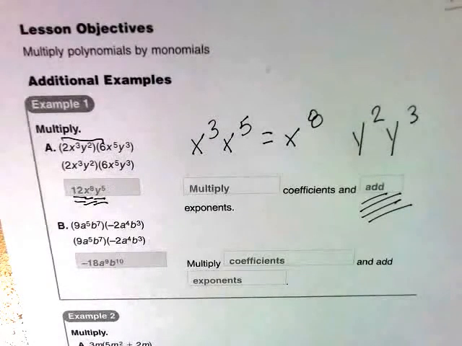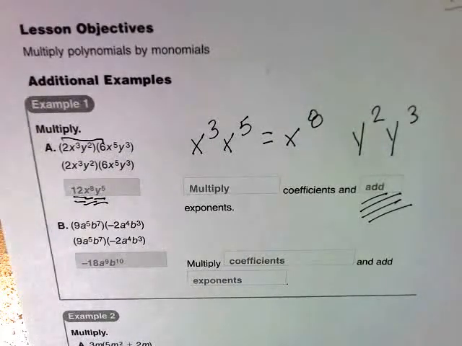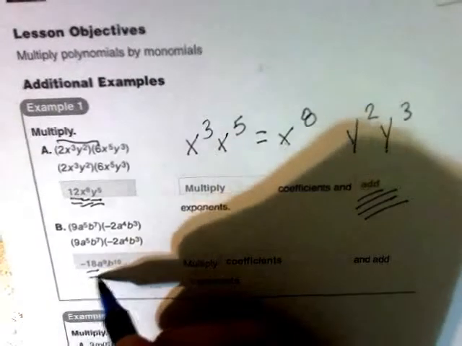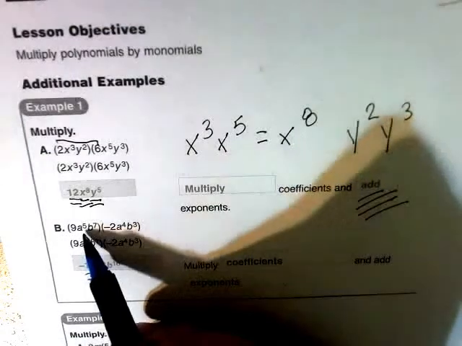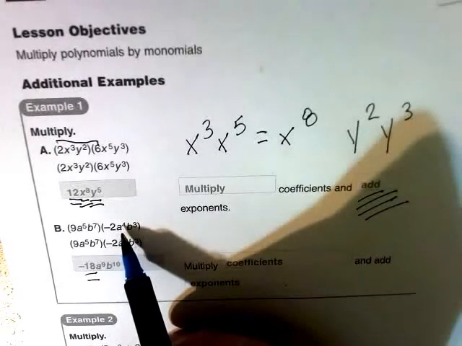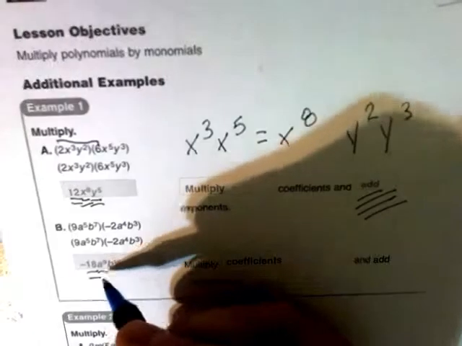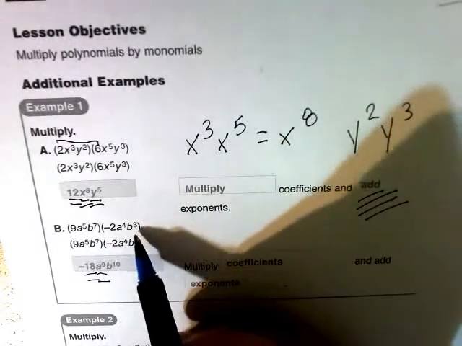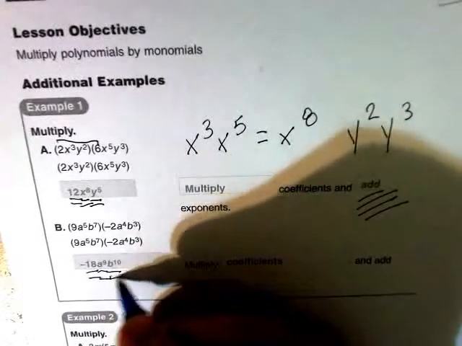All right, so if we look at 1b here, we've got 9a to the 5th b to the 7th being multiplied by negative 2a to the 4th b cubed. If we take a look at the integer parts here, we've got a 9 and a negative 2 I'm multiplying together. That's going to give me negative 18. A to the 5th and a to the 4th combine to make a to the 9th. Remember, we're adding the exponents, so that's where that part of the answer came from. And then b to the 7th and b to the 3rd combine to make b to the 10th.